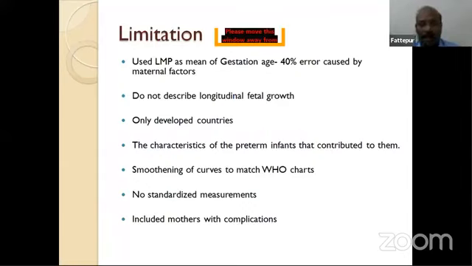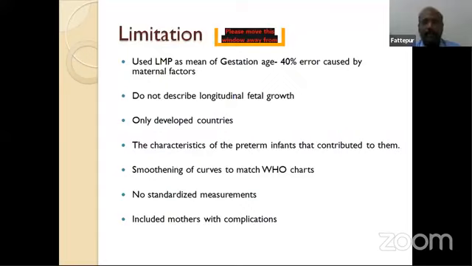And as I've already told you, many of these were done only in developed countries. The characteristics of the preterm infants that contributed are also a question, because, as I've already told you, there are many factors which will affect preterm weight, like PIH and GDM. They have taken such mothers also. They have not taken only healthy mothers, but even unhealthy ones.